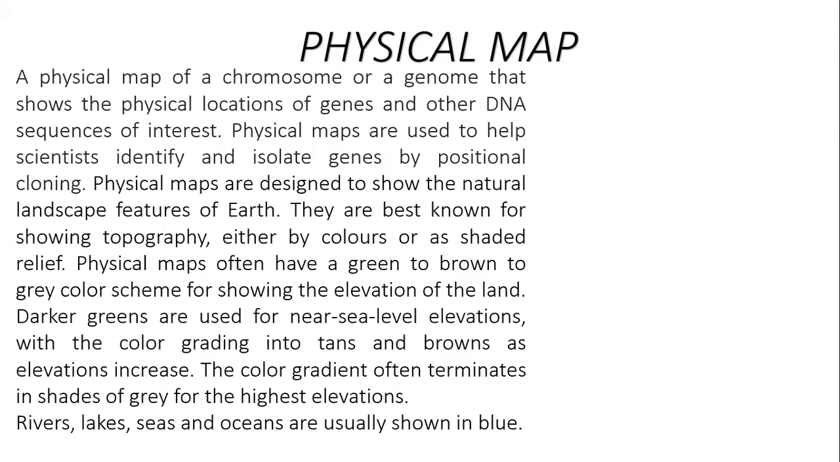Physical maps often have a green to brown to gray color scheme for showing the elevation of the land. Darker greens are used for near sea level elevations, with the color grading into tans and browns as elevations increase. The color gradient often terminates in shades of gray for the highest elevations. Rivers, lakes, seas, and oceans are usually shown in blue.